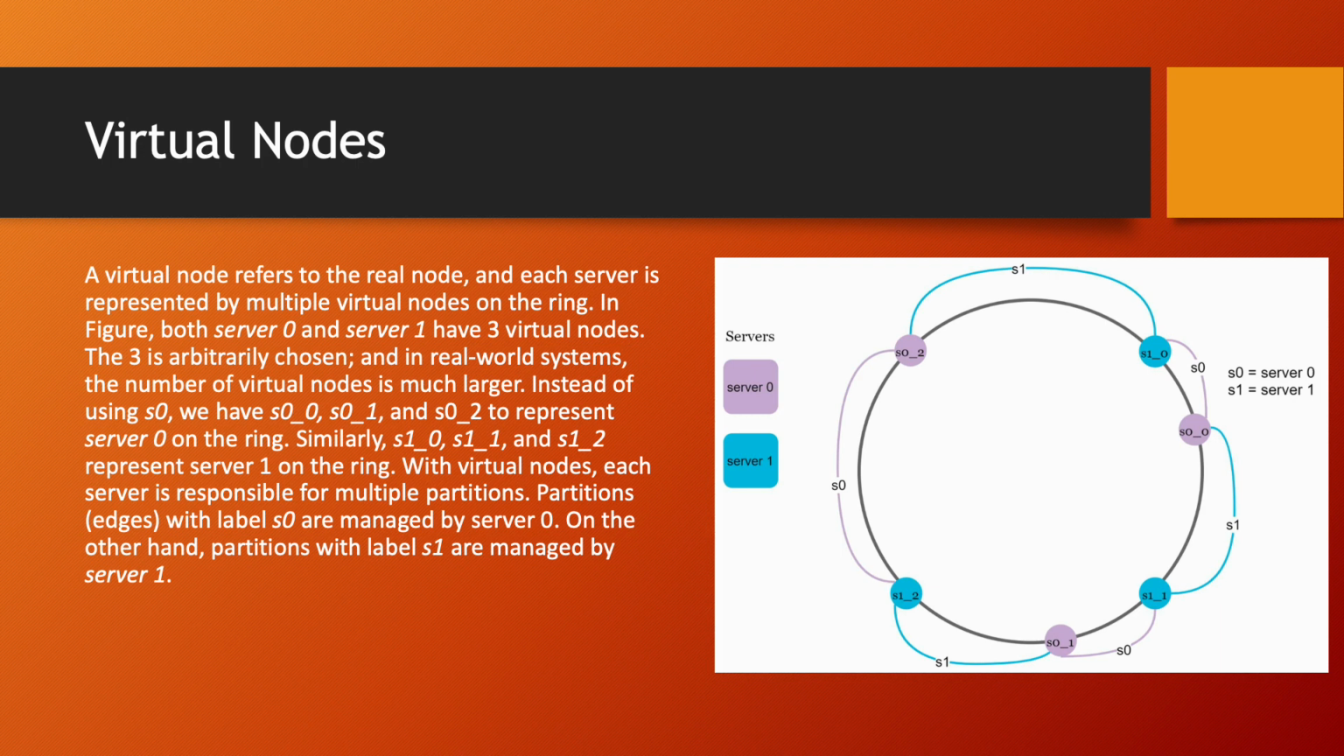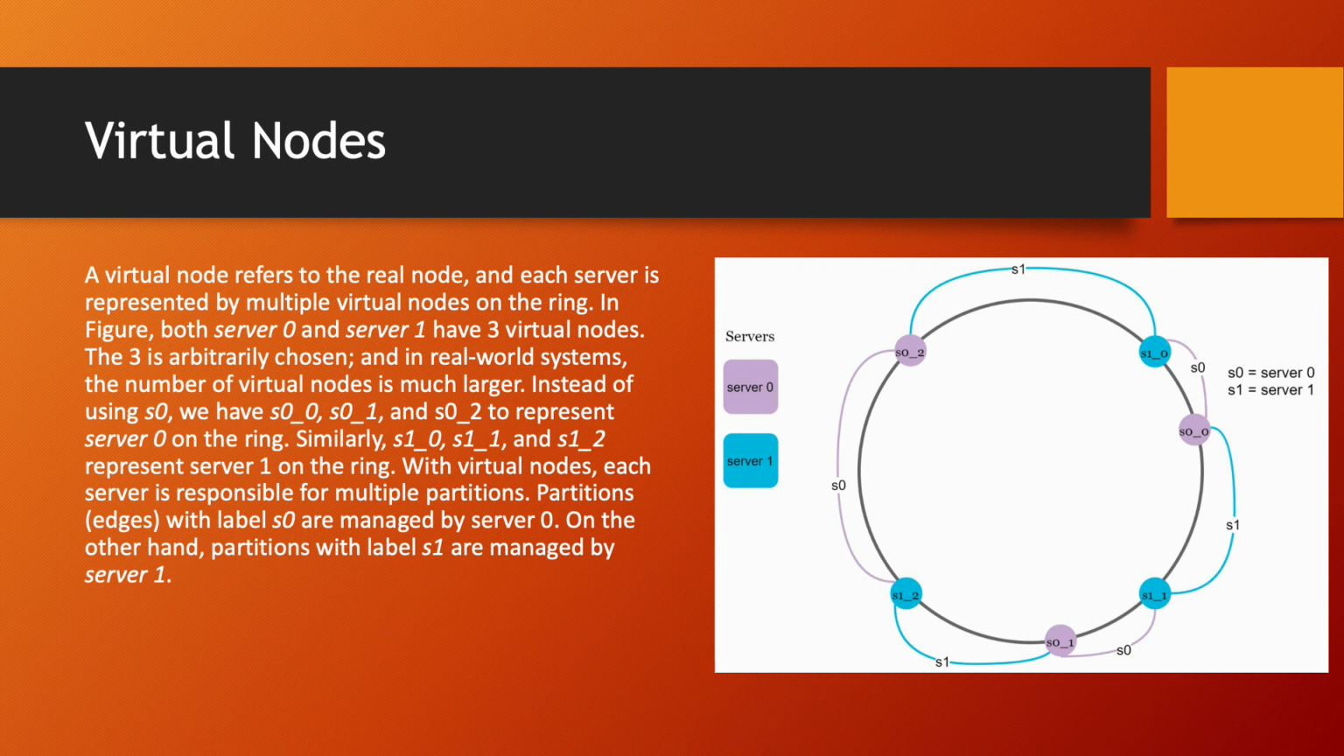So what's a virtual node? A virtual node refers to the real node, and each server is represented by multiple virtual nodes on the ring. In the figure, both server 0 and server 1 have 3 virtual nodes. The 3 is arbitrarily chosen. In the real world, the number of virtual nodes is much larger. Instead of using S0, we have S00, S01, S02 to represent server 0 on the ring. Similarly, we have S10, S11, S12 to represent server 1 on the ring.